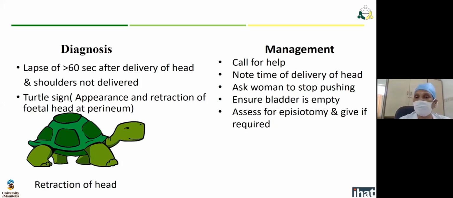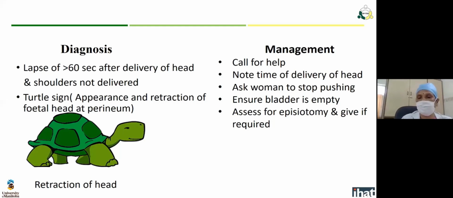For that, you call for help and note the time of the delivery of the head, क्योंकि शोल्डर डिलीवर होने के लिए आपको 5 मिनट से ज्यादा टाइम नहीं देना है, तो जितने भी मैन्युअर करने हैं within 5 minutes आपको करना है. Ask the woman to stop bearing down, उसको बेयर डाउन नहीं करना है, इमीडिएटली पेशेंट को फ्लैट लेटा देना है. होता क्या है, नॉर्मल डिलीवरी में हम हेड एंड रेज करके रखते हैं, तो इमीडिएटली पेशेंट को स्ट्रेट लेटा देना है. And ask her not to bear down.